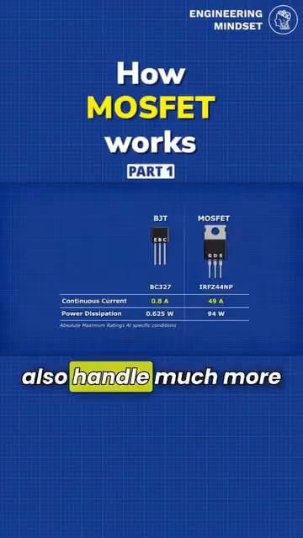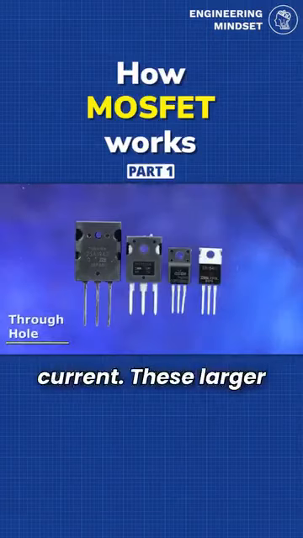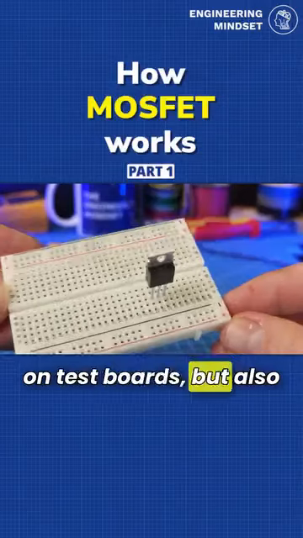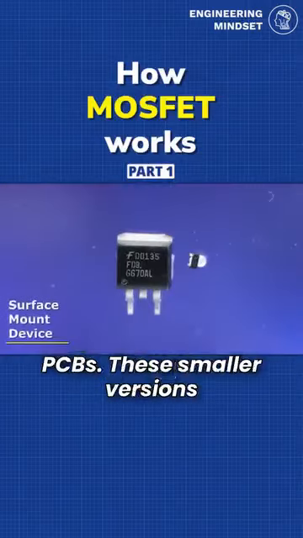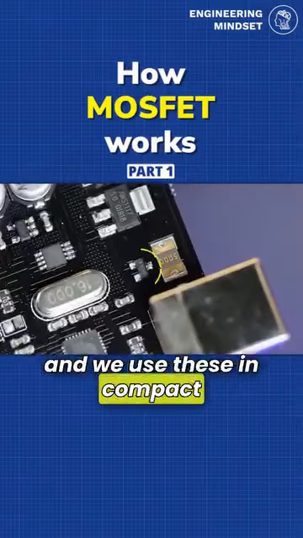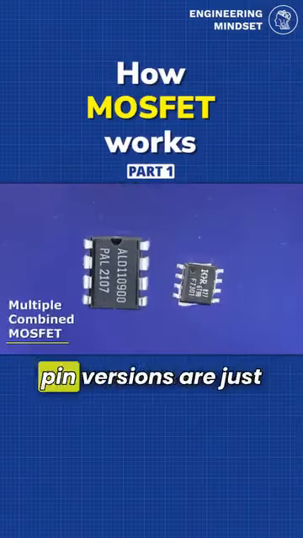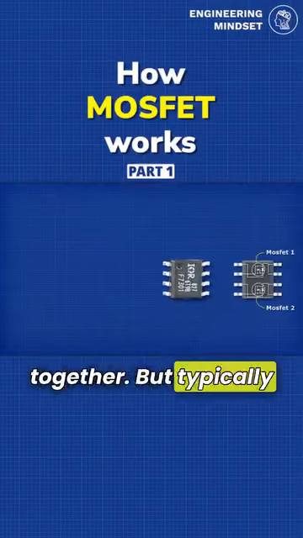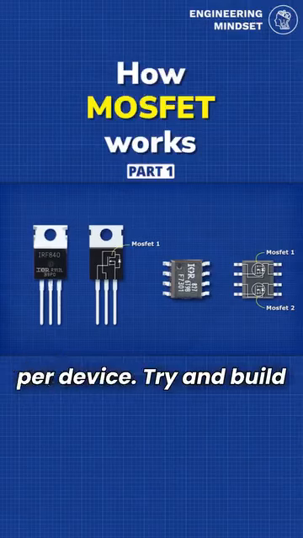MOSFETs can also handle much more current. These larger versions are through-hole type. We use them on test boards, but also PCBs. These smaller versions are surface mount type, and we use these in compact electronics. These multi-pin versions are just multiple MOSFETs combined together. But typically there is just one MOSFET per device.